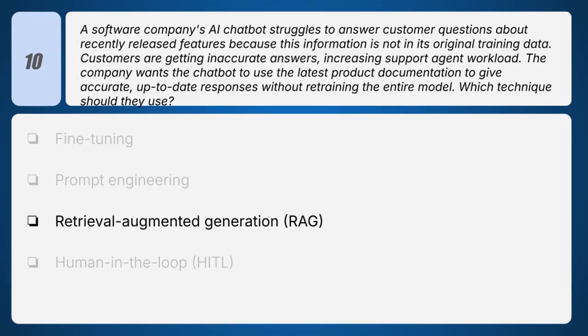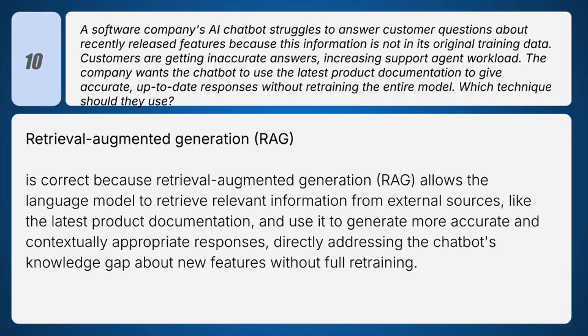Retrieval augmented generation, RAG, is correct because RAG allows the language model to retrieve relevant information from external sources, like the latest product documentation, and use it to generate more accurate and contextually appropriate responses, directly addressing the chatbot's knowledge gap about new features without full retraining.